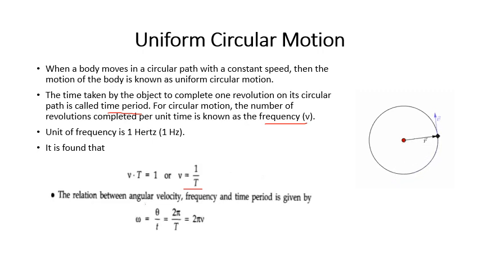And the relationship between angular velocity omega, frequency v, and time period. Let us see. We know this relationship: angular velocity omega equal to theta divided by t, where theta is angular displacement and t is your time period. And theta is equal to 2 pi, from the diagram you can see it is your circular path. So omega equal to 2 pi divided by T. This is nothing but 2 pi into v, because 1 by T is nothing but v. So this is your relationship between angular velocity and frequency.